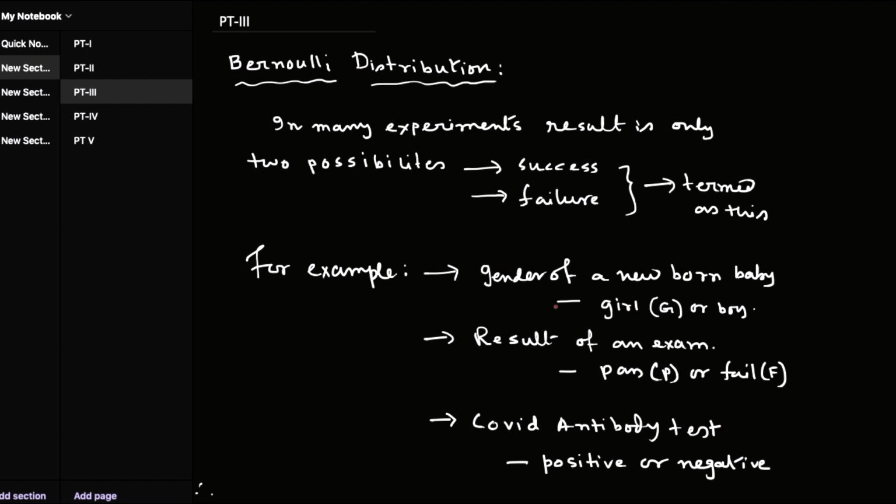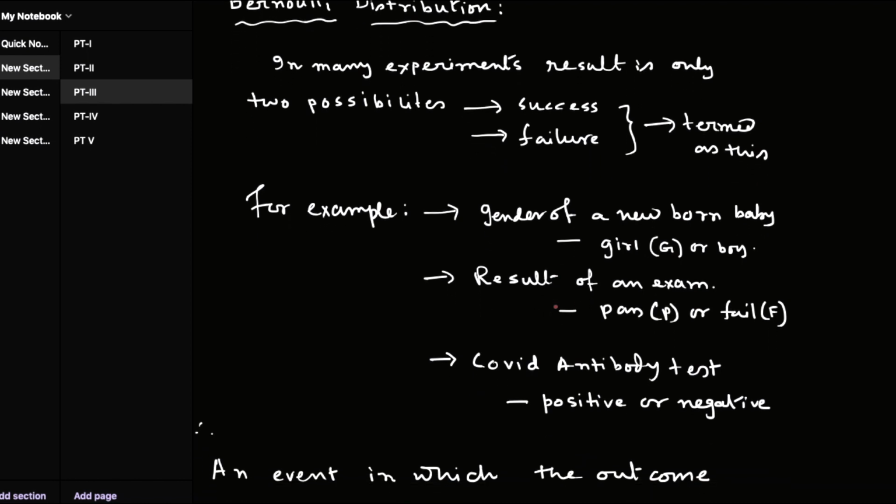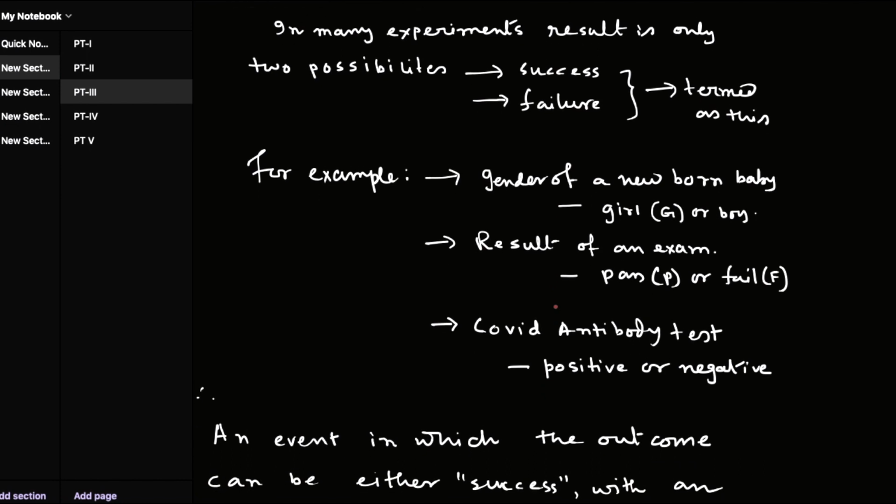And now we turn to our famous discrete distribution function, the Bernoulli distribution. Before going to that, we are just giving the basic definitions. In many experiments, the result has two possibilities, success and failure. For example, the gender of a newborn baby: girl or boy. Suppose the girl is the success and boy is the failure. Result of an exam, pass or fail. Suppose you take fail as a success and pass as a failure, whatever you can take.